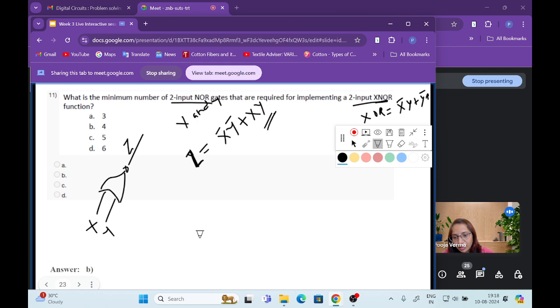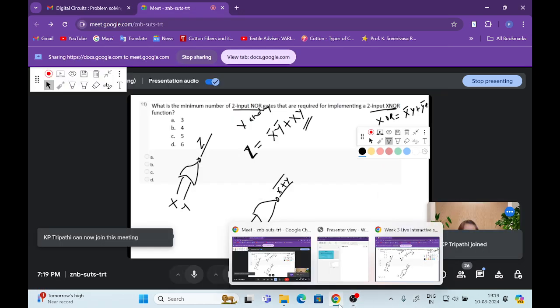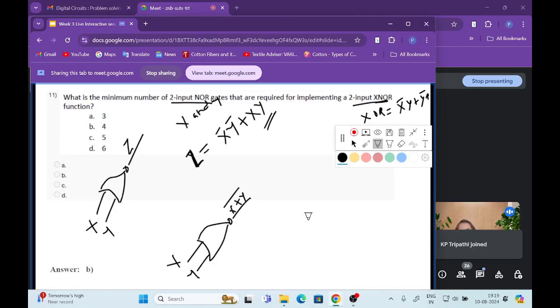So let's take first one. So here we are giving X, Y, right? So what will be the output of this? X plus Y bar. So try to make it out how many NOR gates are required. So let's check.